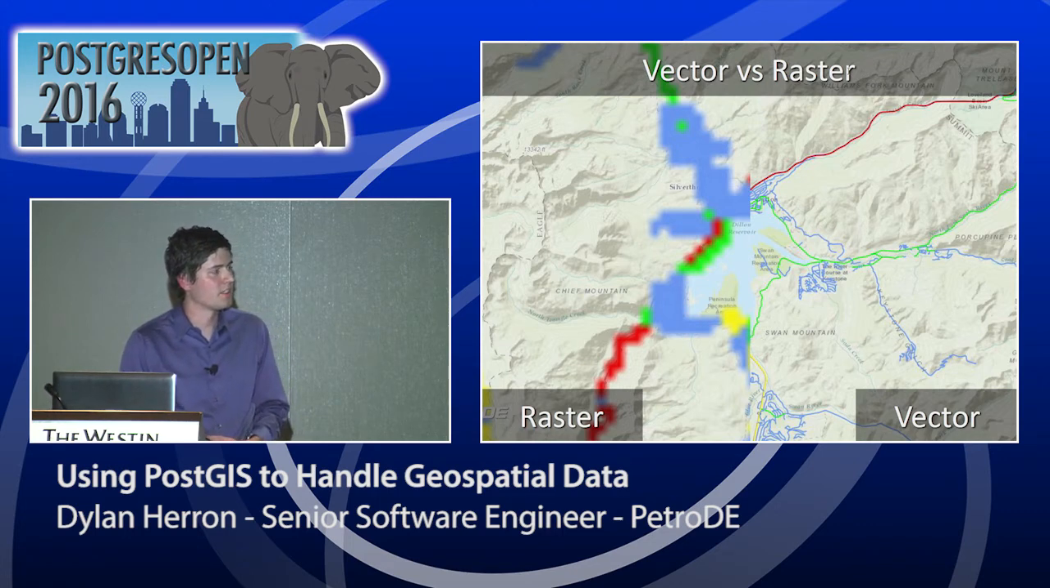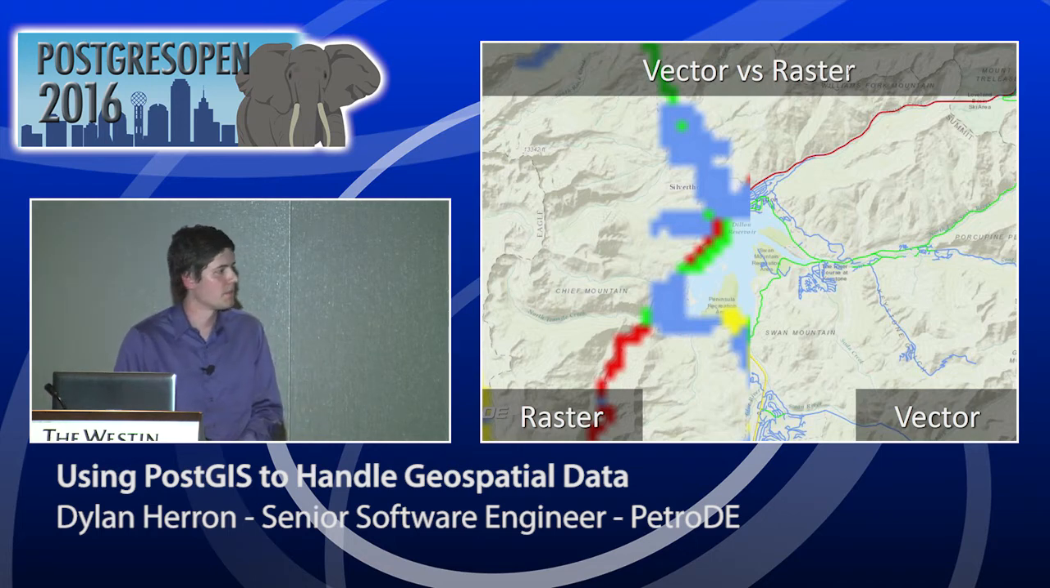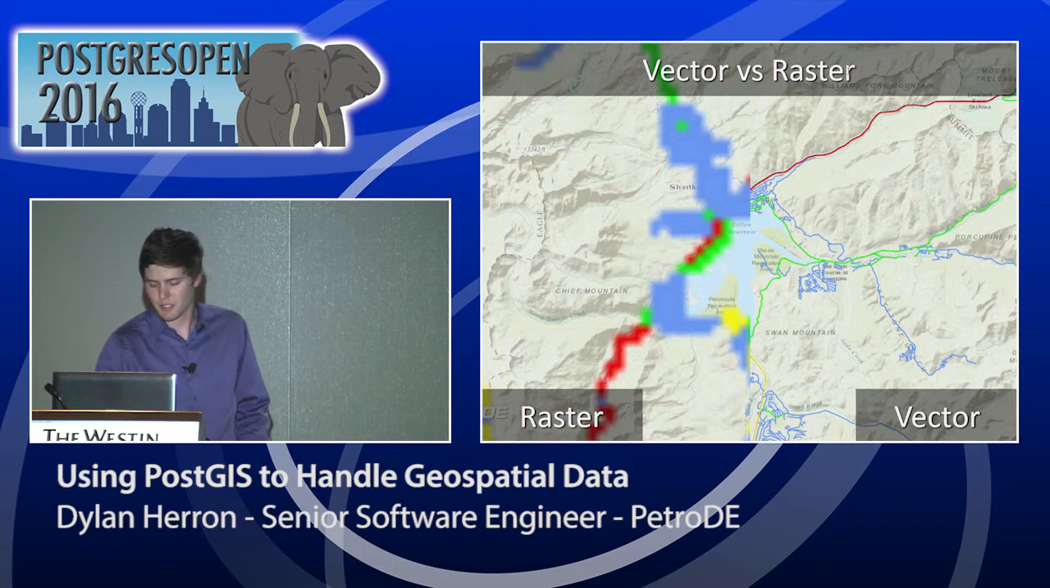The disadvantage is, of course, when you zoom in, you get very pixelated raster data as shown here. So it's a trade-off between speed and precision. But there's a few ways around that, as we'll see in a second.